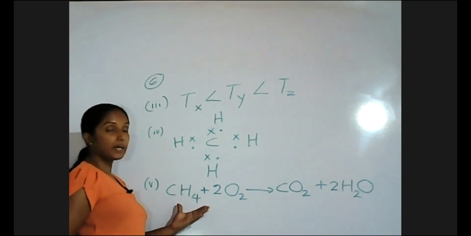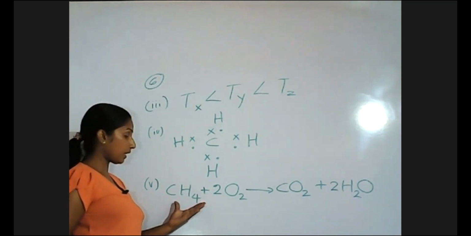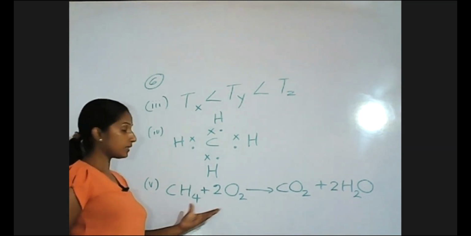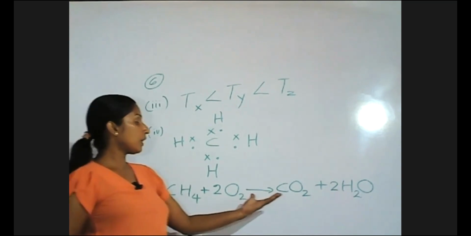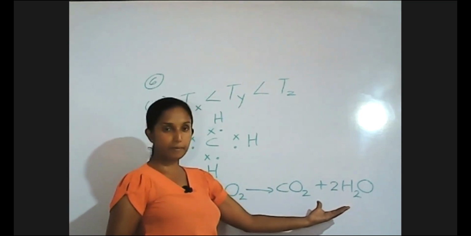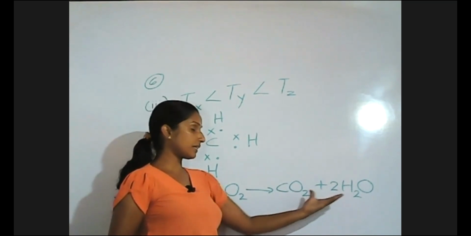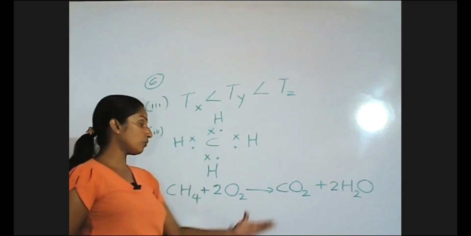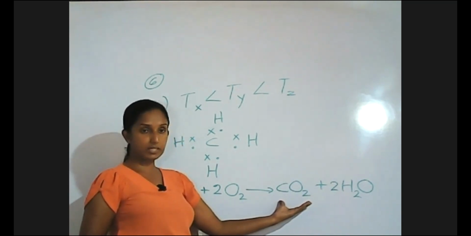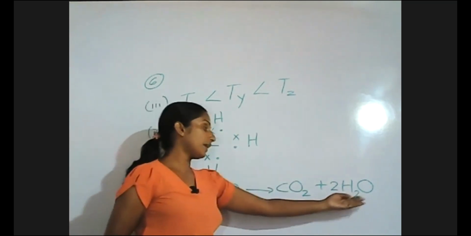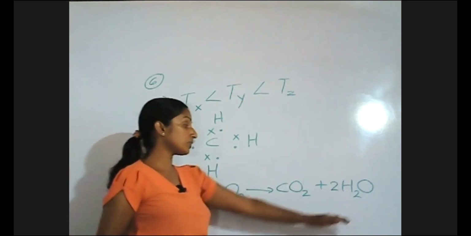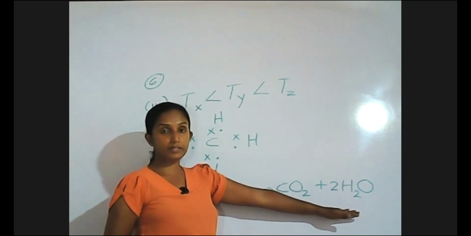When hydrocarbons completely burn, what are the products formed? Carbon dioxide and water. We can say water vapor, right? Carbon dioxide gas and water vapor. Then here you also have to know how we identify carbon dioxide gas by the same method, and the water vapor, yes, by using anhydrous copper sulfate.